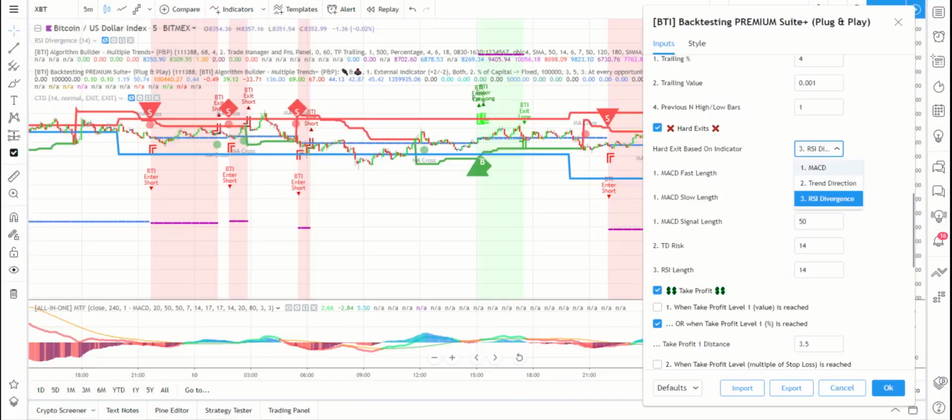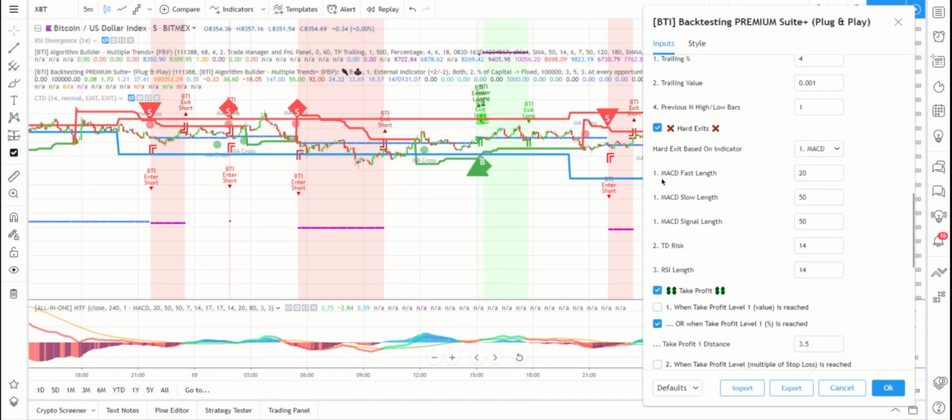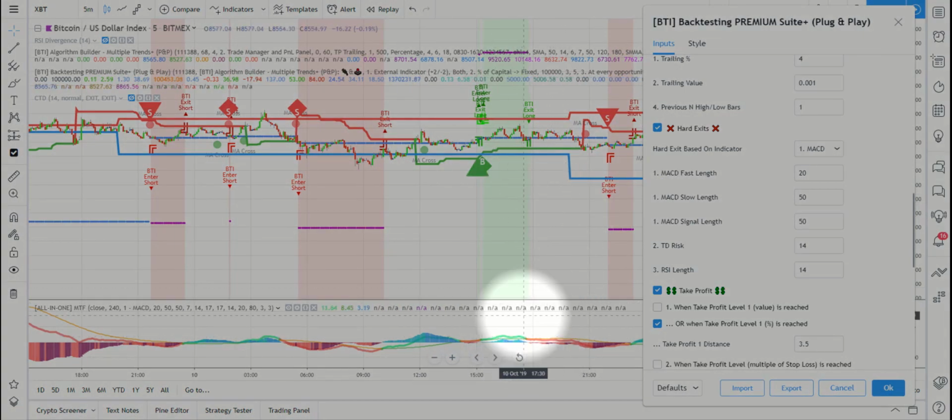It works in the same fashion for the hard exits based on MACD and trend direction. Hard exit based on MACD. When in a position, and invalidated by a MACD in the opposite direction, the backtest gets out of the trade.